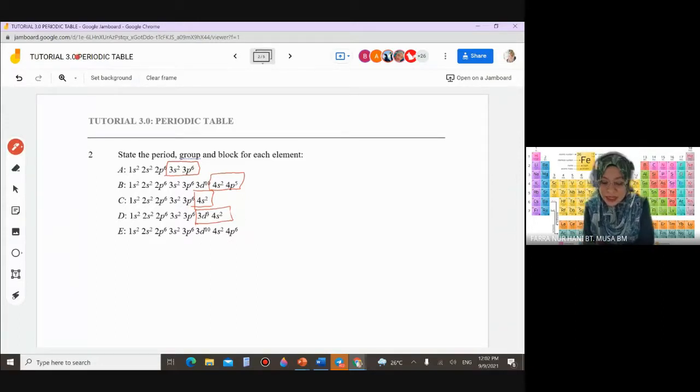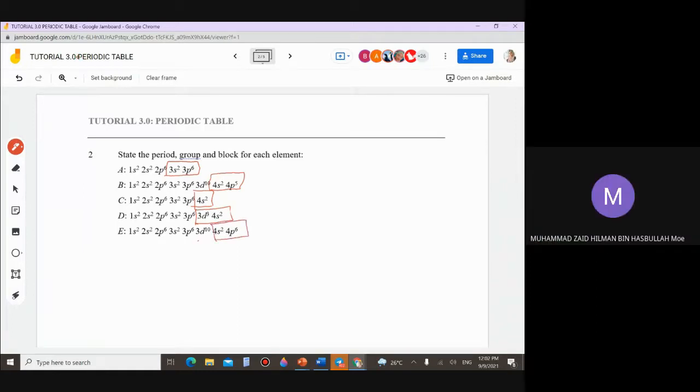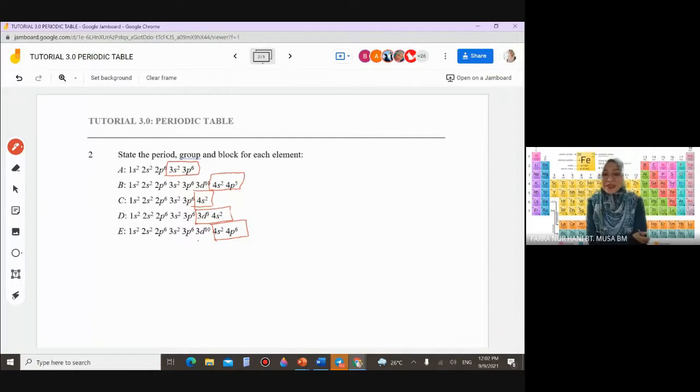Okay, so what about E? E is? 4s2 4p6. Yes, 4s2 4p6. Okay, very good. Semua dah pandai nak kenal valence electron. So you boleh identify lah the period, the group and the block for each of the element. Okay, so dekat siapa nak jawab?